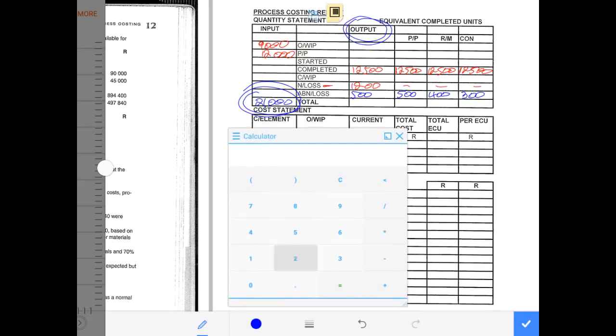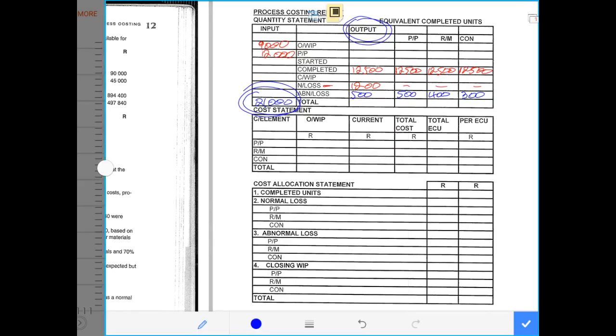If you want, you can just say 21,000, which are the units that were introduced to production, less 12,500, which is the units that were completed. Then you subtract the units that are lost, which is the normal loss, 1,200. Then you subtract the 500, which is the abnormal loss, the controllable loss. That will give you the same 6,800, and 6,800 will be the closing inventory, 6,800 units under the previous process.